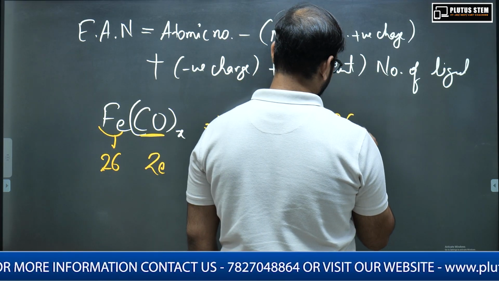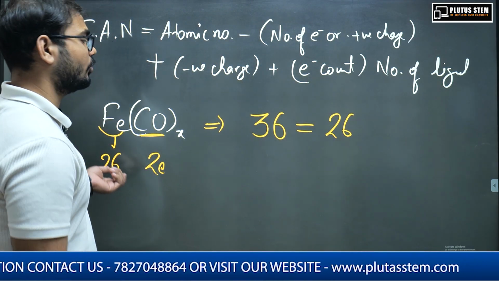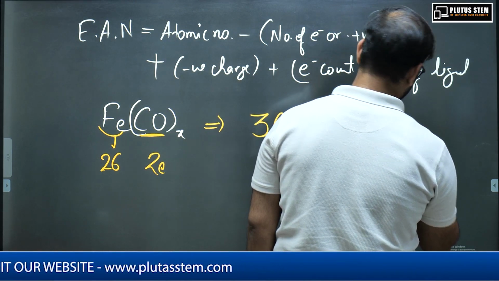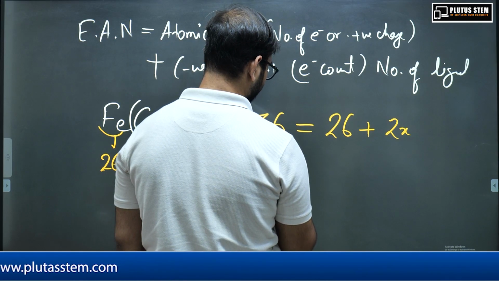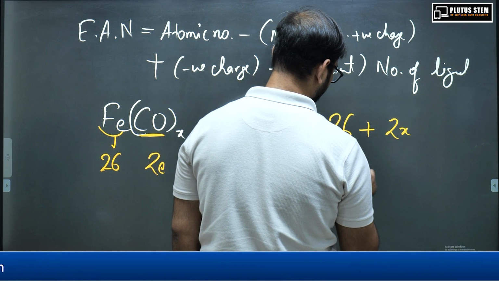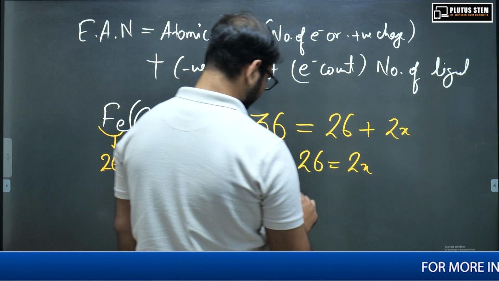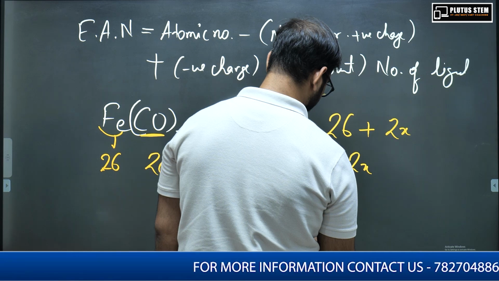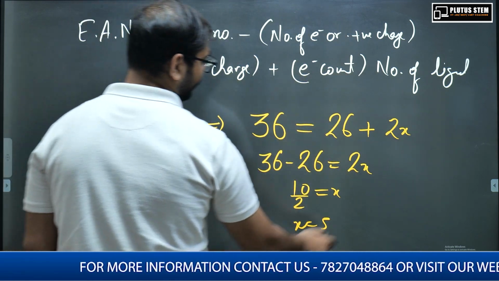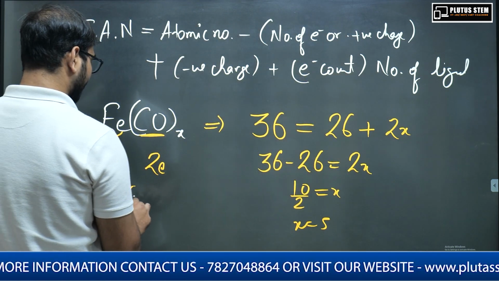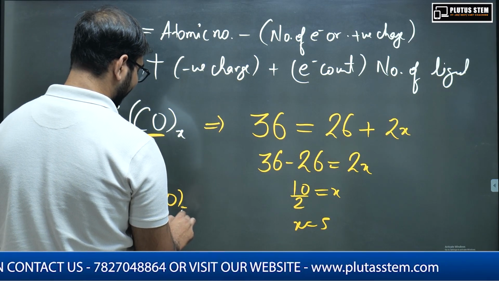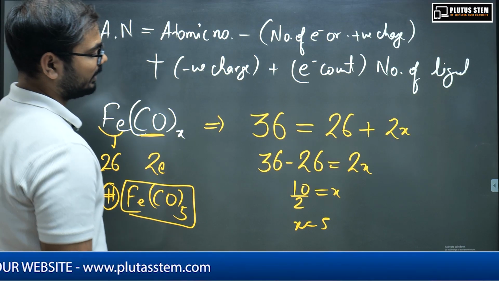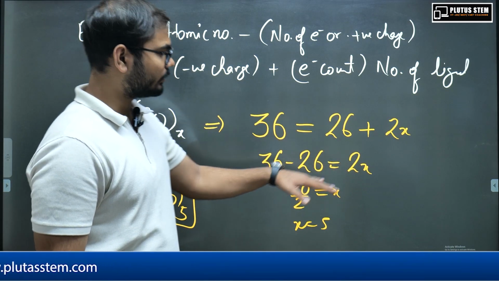Fe has 26, and since carbonyl is a neutral ligand, there will be no positive or negative charge on the iron. 2 electrons with x number of ligands. So 36 minus 26 equals 2x. It gives us 10 divided by 2 equals x. So x is equal to 5. That means for a stable complex of Fe, I require a total of 5 carbonyl ligands, and it obeys the effective atomic number value. That means the total electron count is equal to 36.